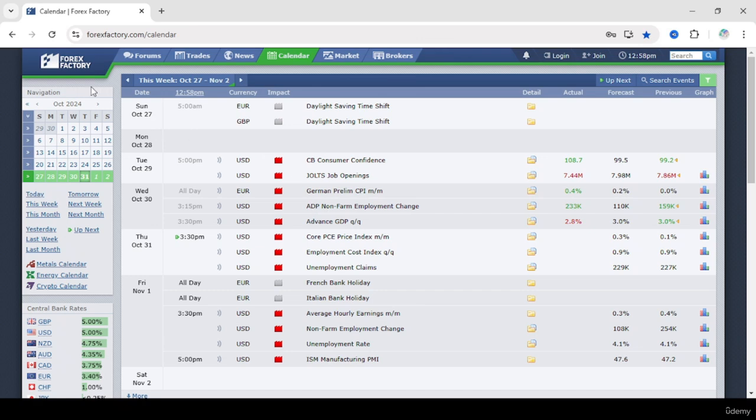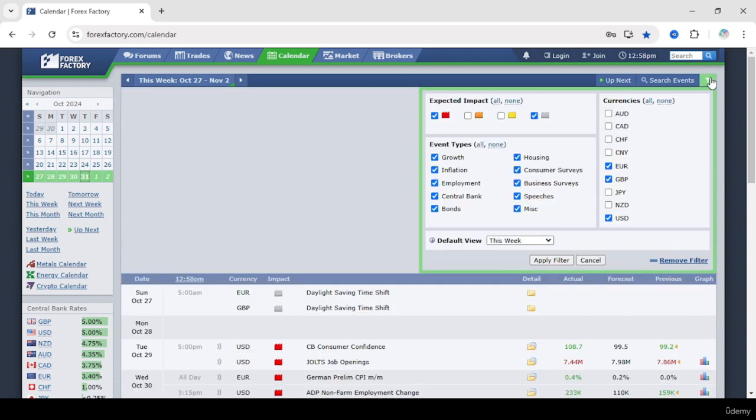So this is the platform that I use. I use forexfactory.com. You have to create an account with them and log in, but I'll show you how to set it up. There's a filter here for filtering the currency pairs that you focus on, and also the impact.